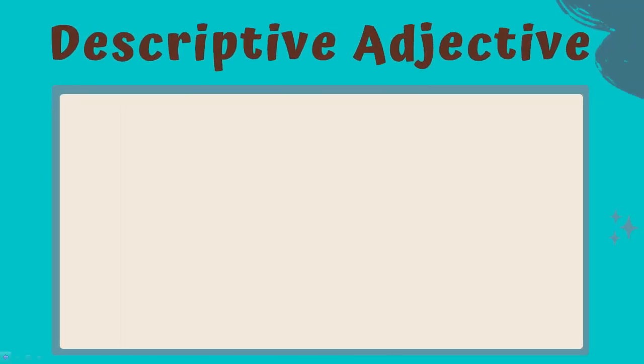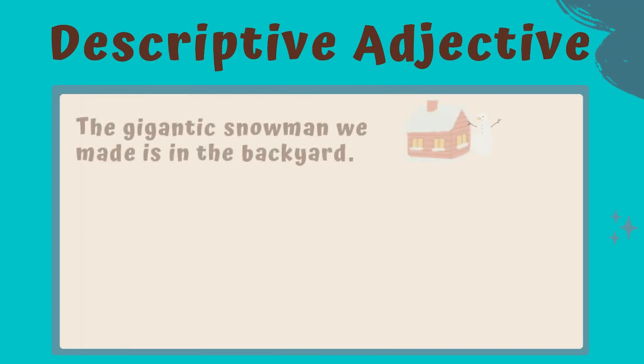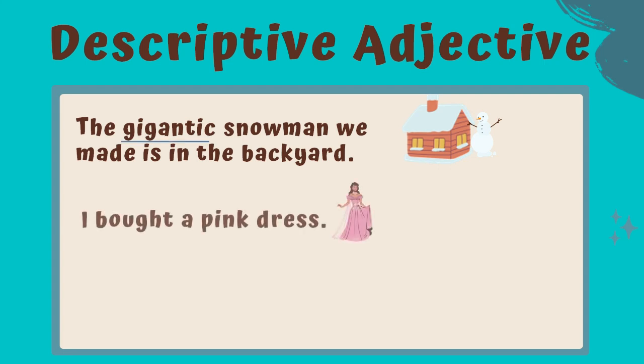Let's have some examples. The gigantic snowman we made is in the backyard. In this sentence, our noun snowman is the one being described and our adjective is gigantic. Next, we have: I bought a pink dress. In here, our noun is the dress, and that one is being described using a color. So the color pink is our adjective.